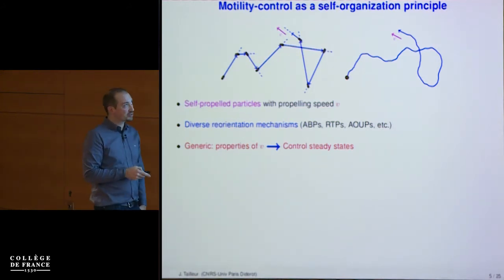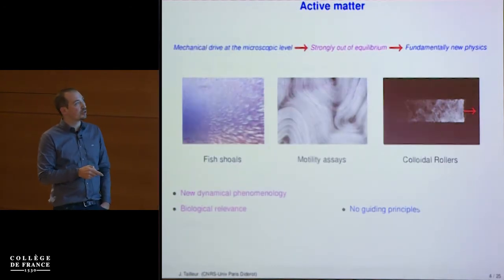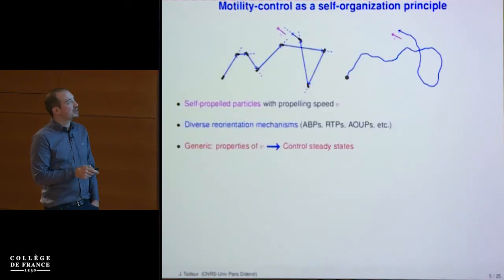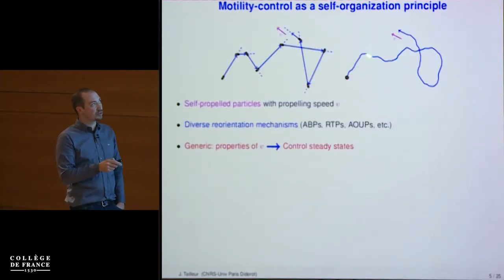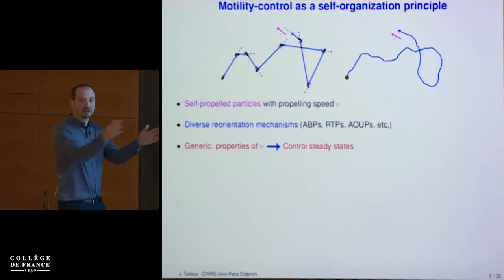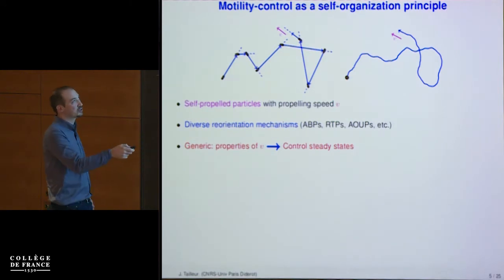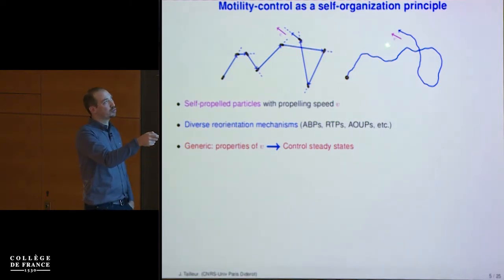Another type of particles, which better describes the rolling colloids that Denis Barthelot will be speaking about next week, is self-propelled particles whose orientation undergoes rotational diffusion. So instead of having instantaneous randomization of the velocity, you have a slow redirection. So you have a random walk which is persistent.